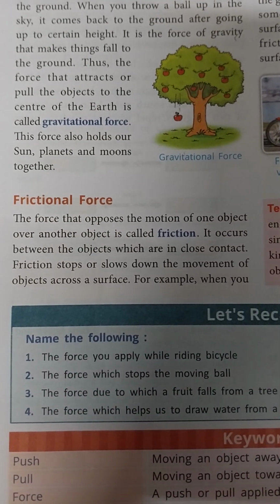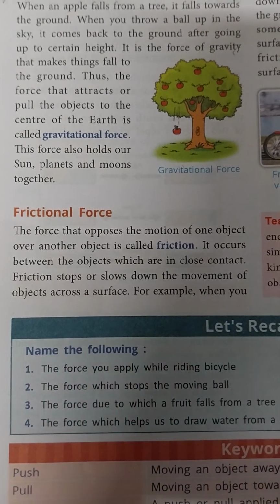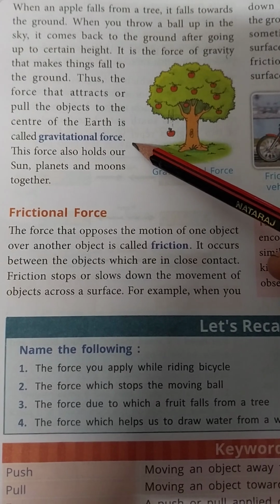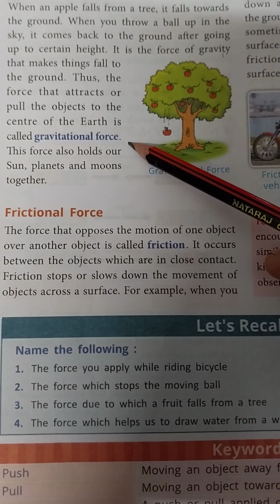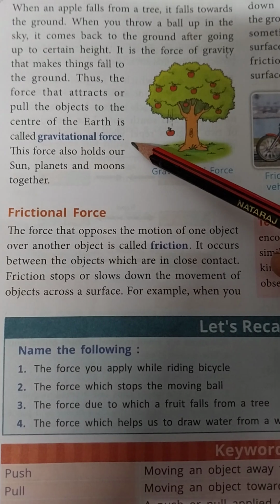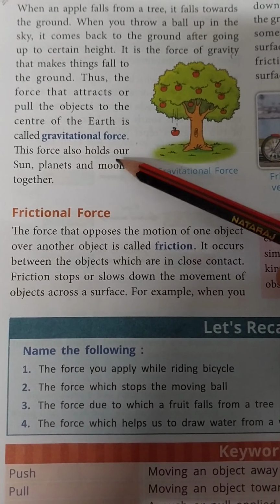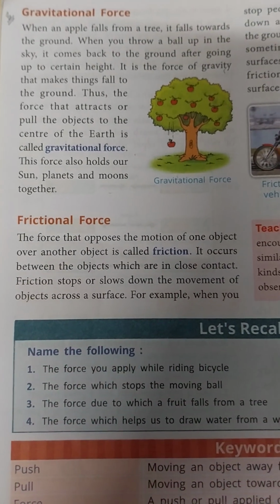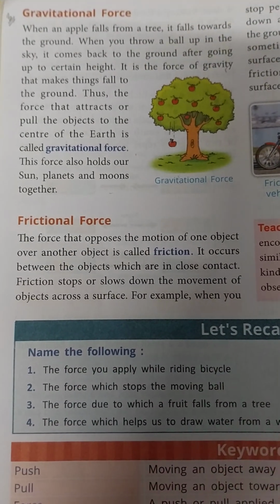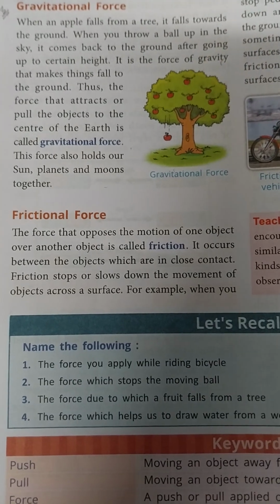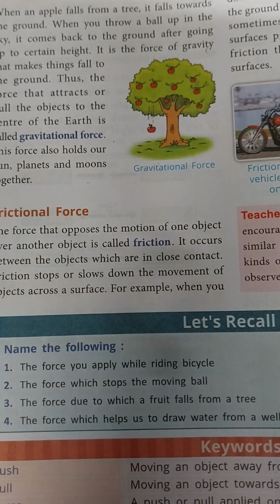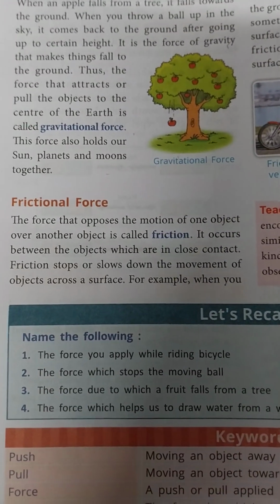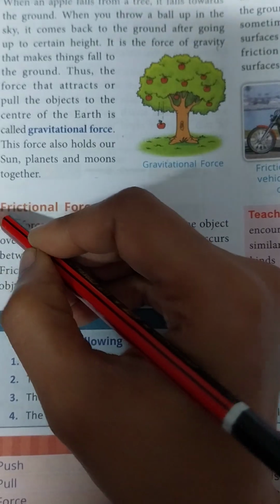Thus the force that attracts or pulls the object to the center of the earth is called gravitational force. Say it again. Gravitational force. Yes, this force also holds our sun, planets and moons together. Okay, so got it? Anything you throw up will come down on the ground.